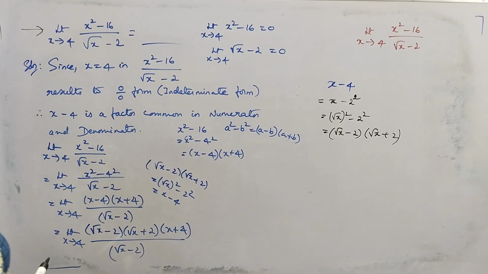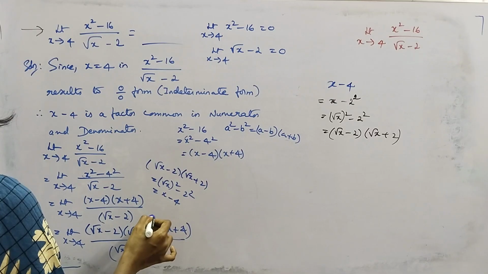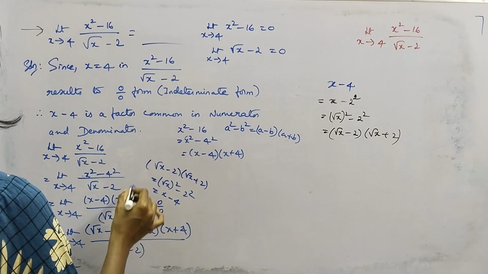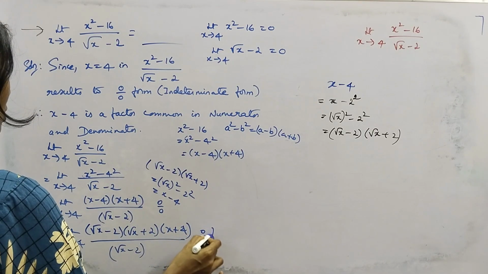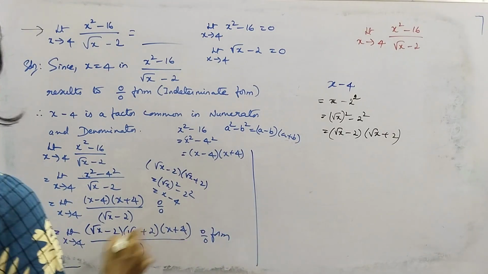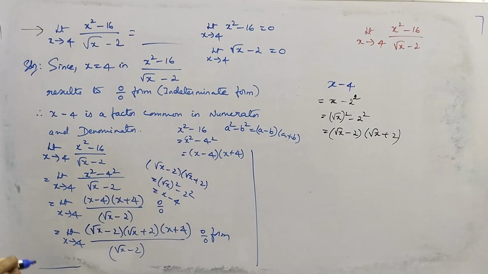Okay, clear? This is also in 0 by 0 form. Here now we'll cancel out the terms that make the total expression 0 by 0. Square root of x minus 2, I'm telling the same thing again and again, sorry. Just cancel out the common factors from numerator and denominator simply. Here root x minus 2 is a common factor in numerator and denominator, so we'll cancel this out.